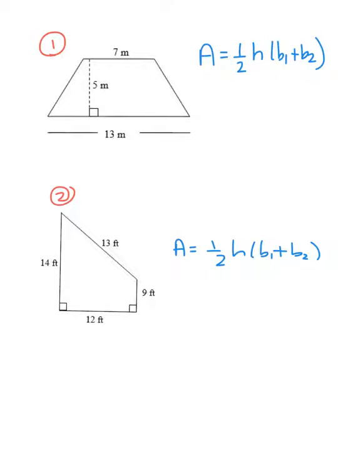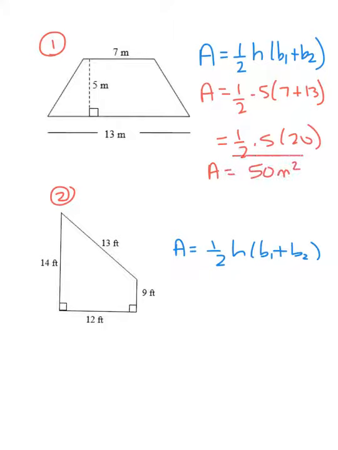Looking at our first example, I have the area formula there to help us. So I have the area is equal to 1/2, the height is 5, and then my bases I'm given, 7 plus 13. This gives me 1/2 times 5 times 20, which gives me the area is equal to 50 meters squared. If I want to find the median, I have to add my bases, 7 plus 13 divided by 2, and so my median is 10 meters.